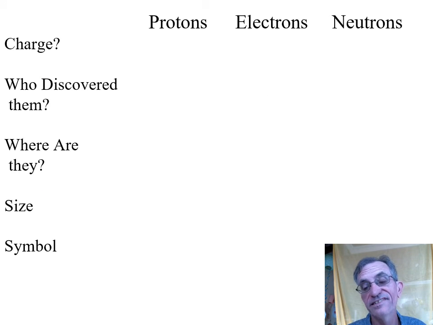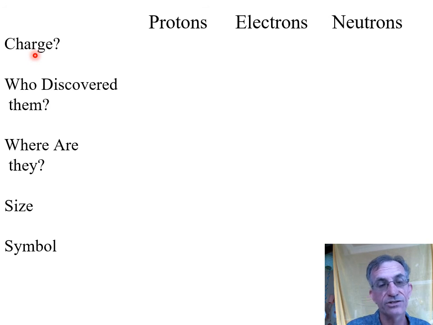Okay, so let's sum up what we know. There are three basic subatomic particles in an atom: protons, electrons, and neutrons. I haven't taught much about neutrons, so I'm going to tell you more about them right now. Each one of these particles we need to be familiar with.